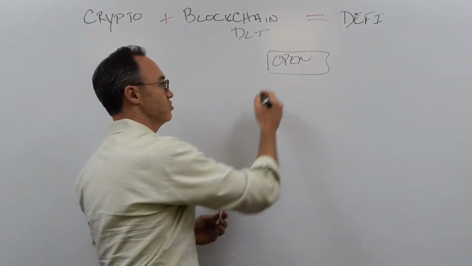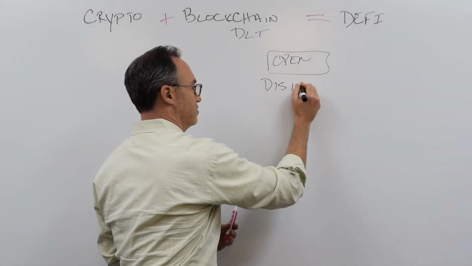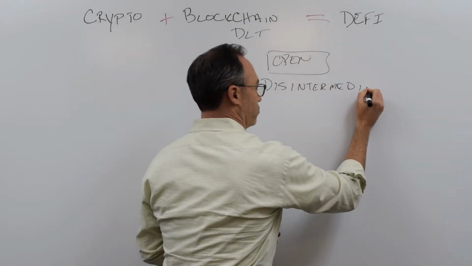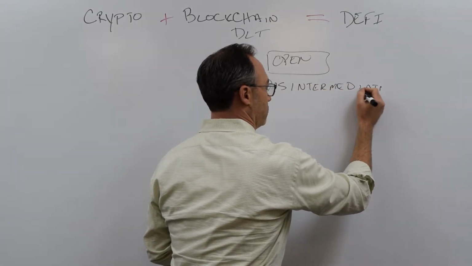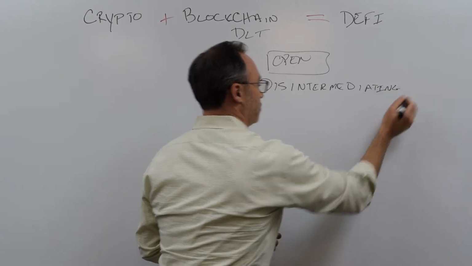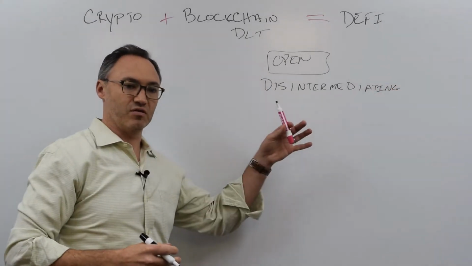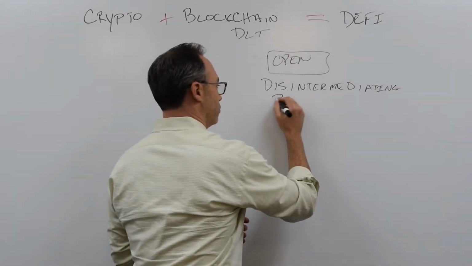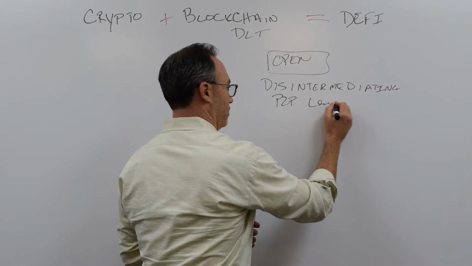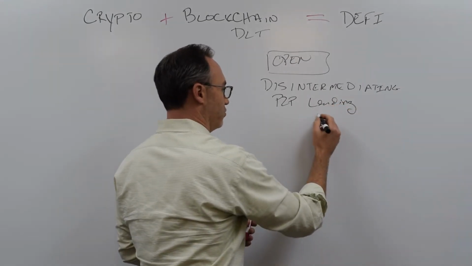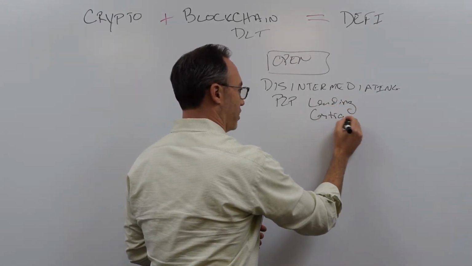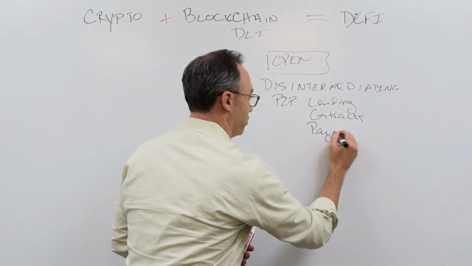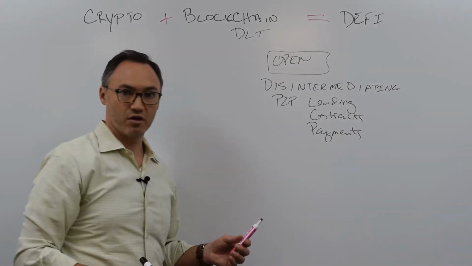And what it's doing is what we talk about a lot: disintermediating. You're taking out some of the friction, the banks, maybe the government, so that you can have true peer-to-peer systems. So you can have lending, right? You can have contracts where there's payment being made. You can have peer-to-peer payments for very low cost.